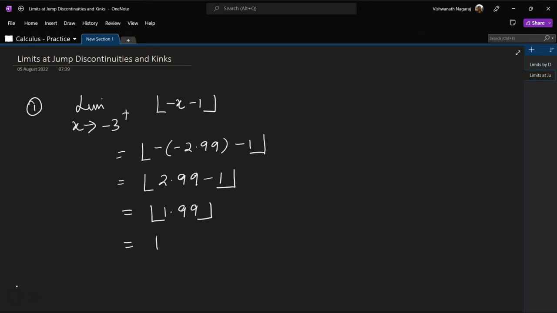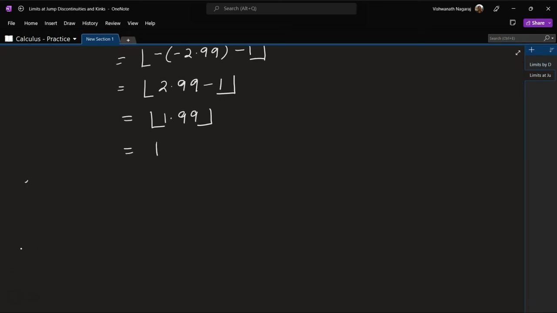Now if we get closer to minus 3 by taking minus 2.999, then also it will be 1. Okay, that is the first problem. Let's look at the second problem.